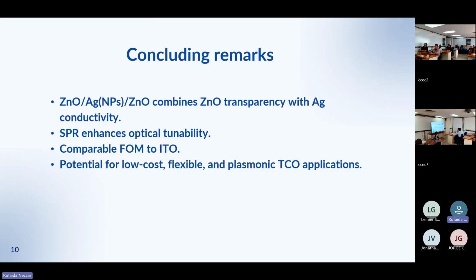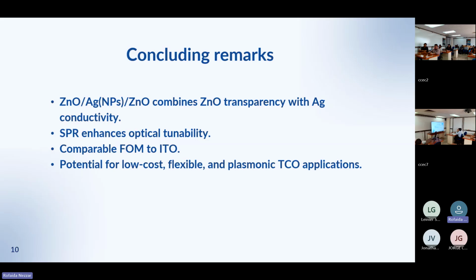So to bring all of this together, the three-layer film clearly achieved a good balance between transparency and conductivity. The plasmonic absorption is an opportunity as well as a challenge because it reduces transparency compared to indium tin oxide. And electrically, the films remain competitive thanks to the high carrier concentration caused by the silver nanoparticle formation.